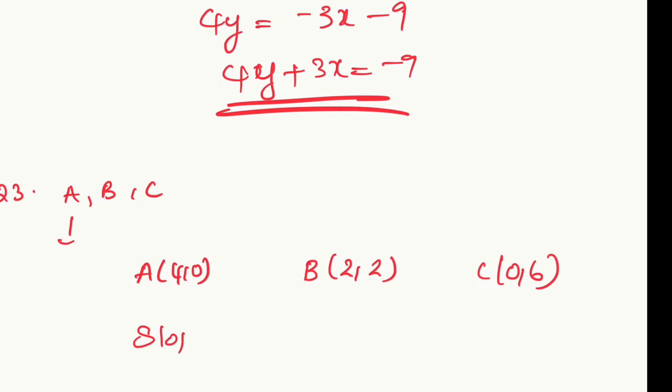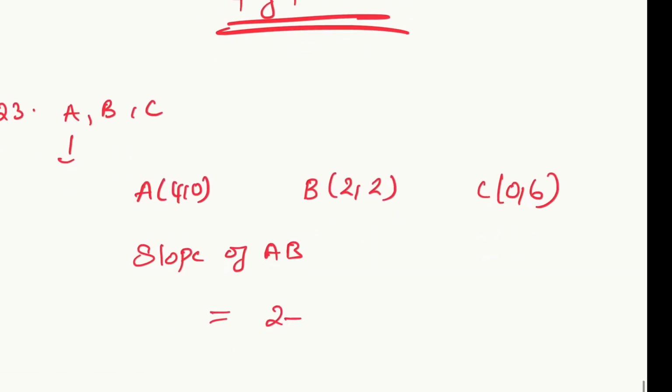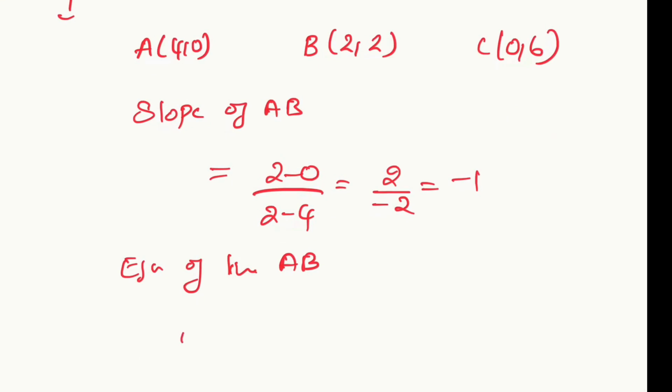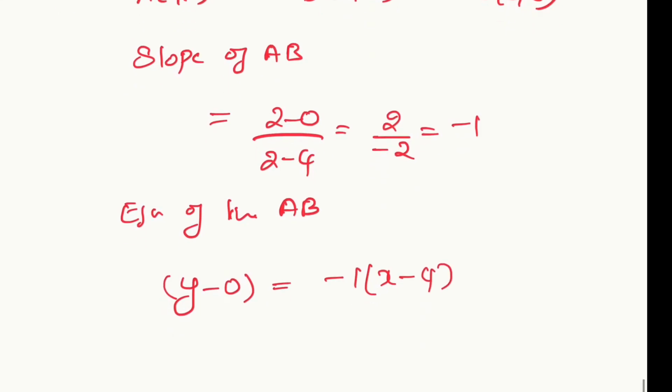So we will find the slope of AB first. Slope of AB is equal to 2 minus 0 by 2 minus 4, equal to 2 by minus 2, equal to minus 1. So equation of line AB is y minus 0 equal to minus 1 into x minus 4. So y is equal to minus x plus 4. y plus x is equal to 4. That will be the equation of AB.